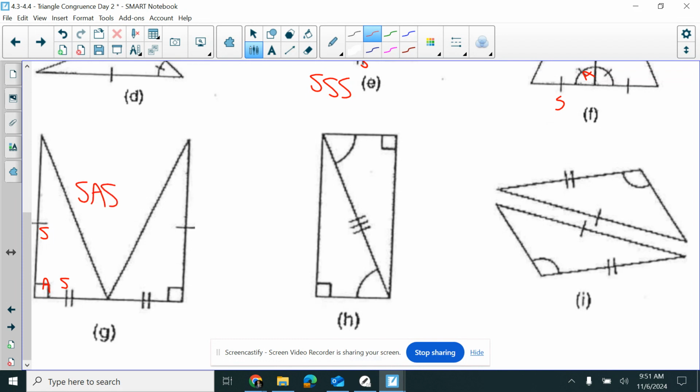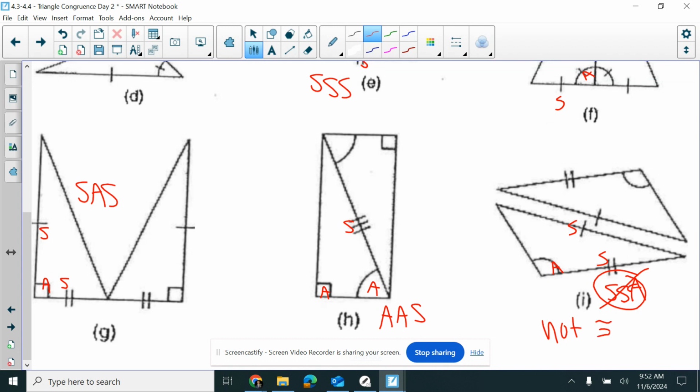This one, let's see, if I just look at one triangle, I have angle, angle, side. The side is not in between the two angles, so it's angle, angle, side, and not angle, side, angle. Let's see, so this one I have a side, another side, and an angle. The angle is not in between the two sides. So this one is side, side, angle, which we can't do, so it's not congruent.